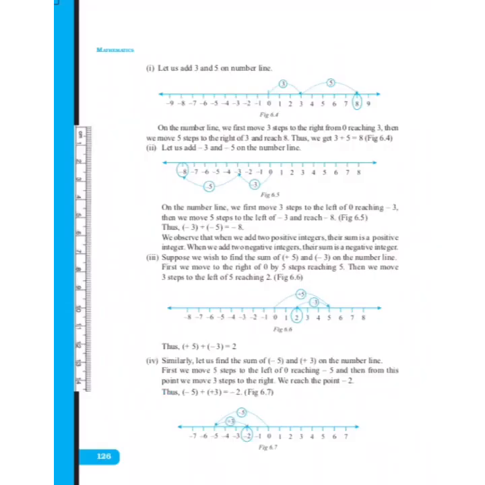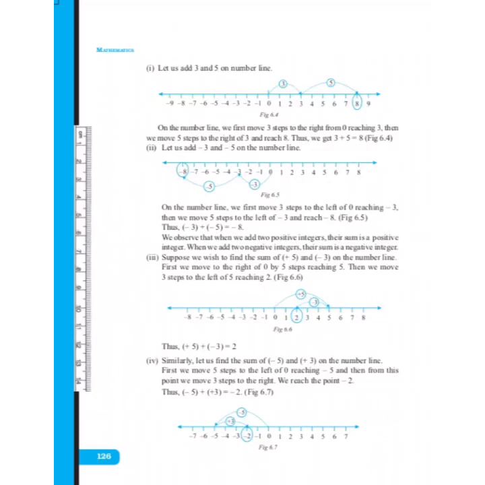Now children, take out page number 126 and we will learn addition of integers on a number line. Children, we have already learned that when we draw a number line, 0 is the origin and the integers represented on the right side are positive integers and integers represented on the left side of 0 are negative integers. So now we will see how addition is done on a number line.